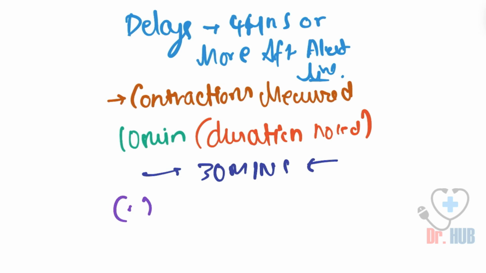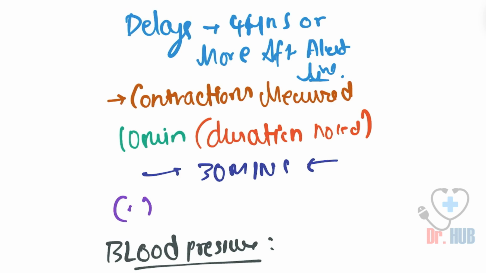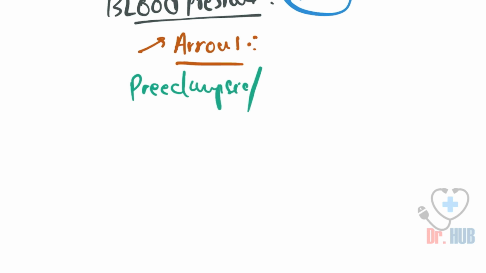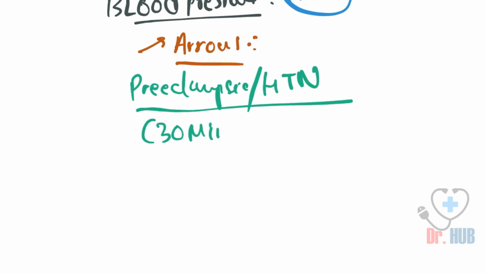Next, we're looking at the blood pressure. How is the blood pressure taken into consideration? The blood pressure, if you see, is recorded every 4 hours and it is marked with arrows. Unless the patient has a hypertensive disorder or preeclampsia, in which case it is recorded every 30 minutes.